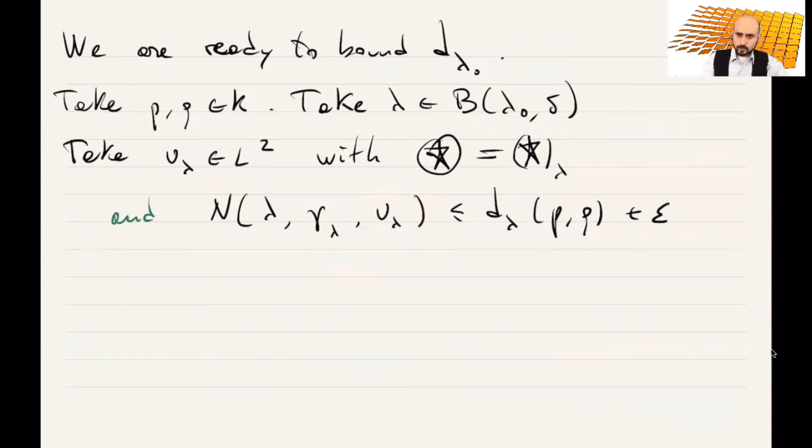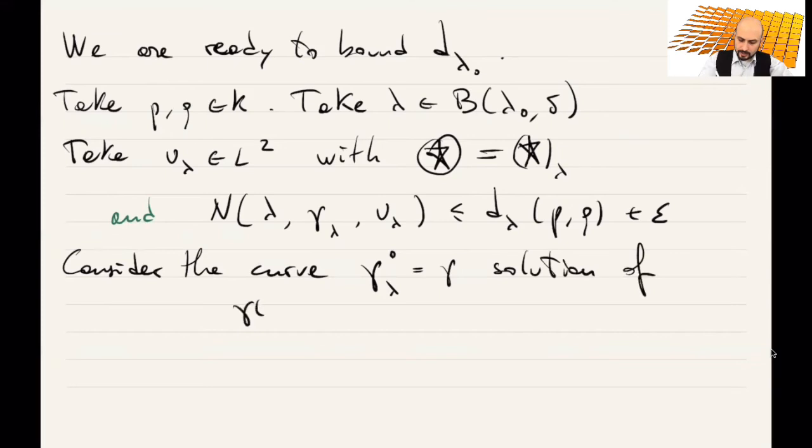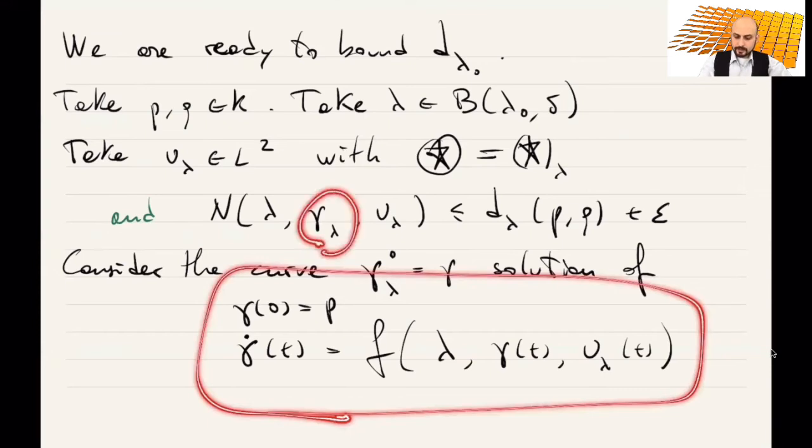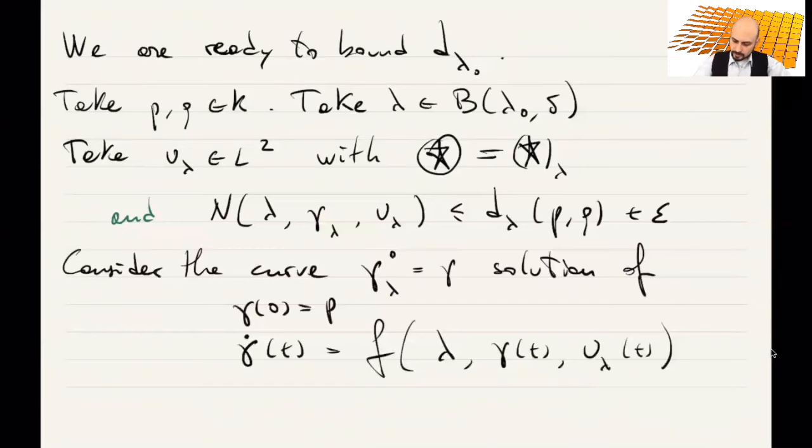Okay, now what we are going to do, we consider the curve gamma lambda 0, let's call it gamma, the solution of the system, starting at the same point P, but the derivative is... So if I just write this system, this system would just give me the curve gamma lambda. So this is the control that gives me this curve, which almost realized this. But now I'm going to write here lambda 0. So this is a possibly different system of ODE. And I consider this curve, and then I set Q bar to be the final point of this curve.